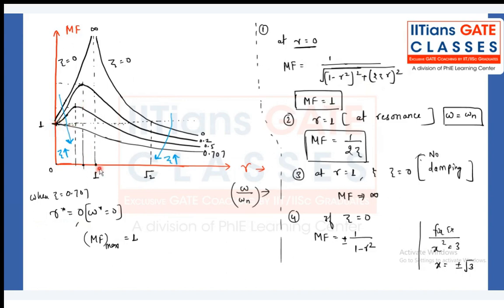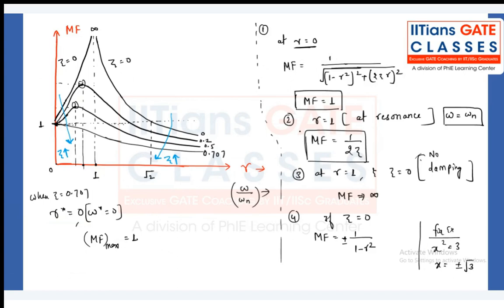But you can see for zeta less than 0.707, that means 0.5, 0.2, and for 0, you are having some peaks. You can see that there is a peak. What are the peaks for zeta more than 0.707? Maximum value 1 only. After that, there is no maxima. And that is the practical meaning of the mathematics.